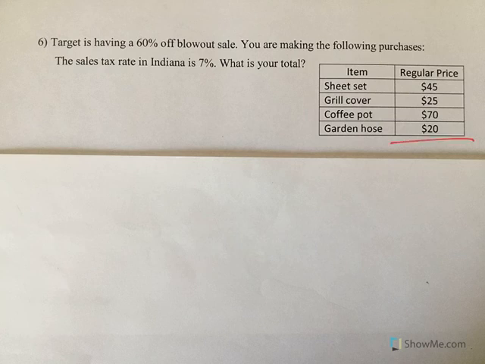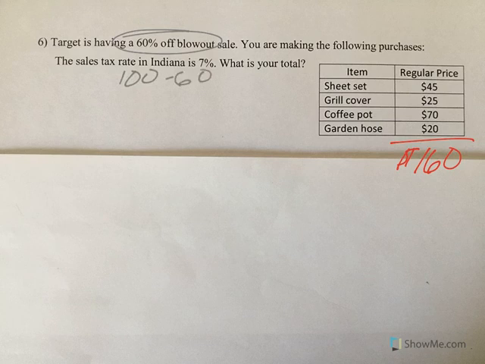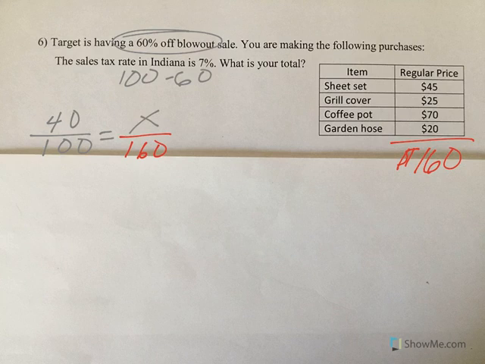Okay, so first things first, let's do it the easy way. I'm buying $160 worth of stuff, but it's on sale for 60% off. So if I take 100 and I subtract 60, that means my proportion is 40 over 100. Now, the initial price of my stuff is $160, so what is the sale price? So when I cross multiply and divide, the sale price of all of my stuff is $64. Man, that's like stealing. You're robbing them.